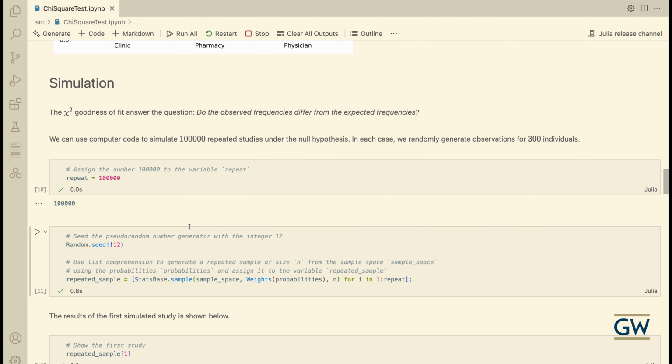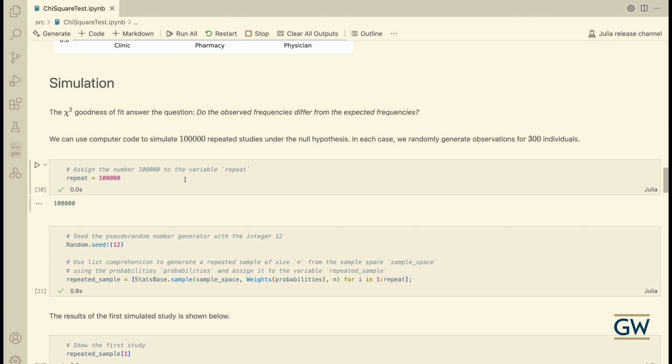So what I can really get my computer to do is to say, create for me 300 random observations, calculate the frequency of each, but do this 100,000 times. I've just chosen 100,000 here. You can do 200,000, 300,000. Computers these days, of course, can do many of these calculations, no problem. I'm just going to do 100,000 for the sake of this video tutorial.